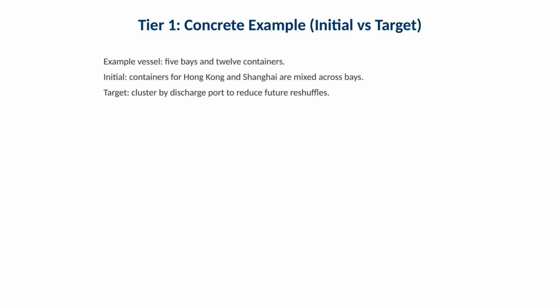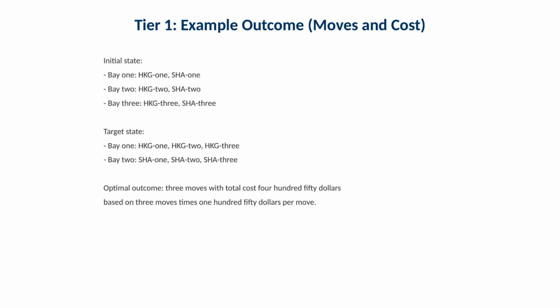The current configuration has containers for Hong Kong, mixed with containers for Shanghai. The target configuration clusters by discharge port, so that Hong Kong containers are grouped and Shanghai containers are grouped, reducing future reshuffles. The example reports that the optimal solution requires 3 container moves with total cost $450. That cost is computed as 3 moves times $150 per move, illustrating how quickly costs scale with unnecessary reshuffles.